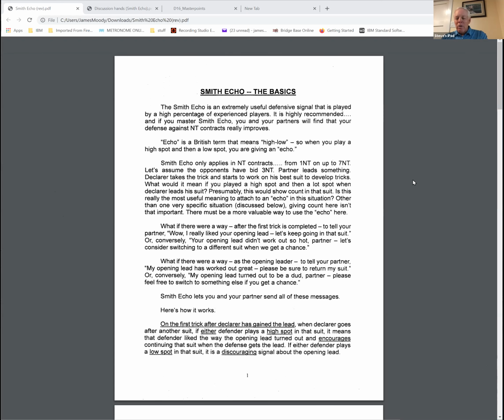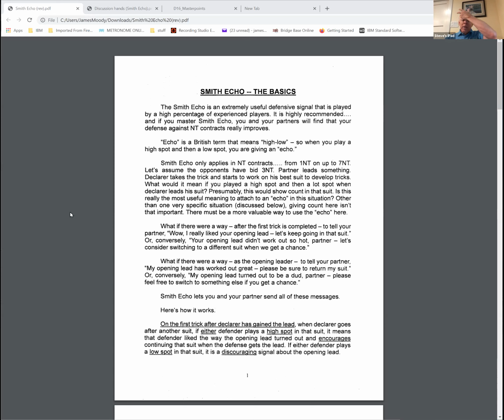One of the things Smith Echo does is to help you identify situations where maybe the opening lead wasn't as effective as you wanted and you could switch, but also situations where the opening lead was extremely effective and you want to make sure that that suit gets continued. So that's really, in a nutshell, what Smith Echo is about. Now, as far as questions, I'm going to buzz through some basics on Smith Echo, so it's probably good to hold questions for a little bit, and then I'll open the floor to questions about the basics before we get into some discussion hands.